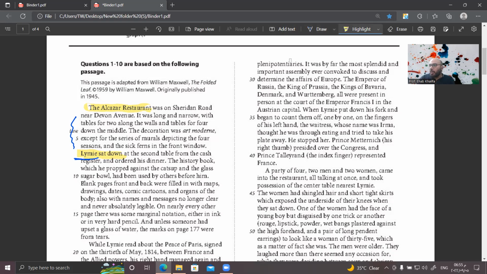The history book, this is very important as well. I ask you now to read silently from the word which to the word tears. Silently, and tell me what you understood. What is that about? Silently, guys. 15 seconds only to skim that.